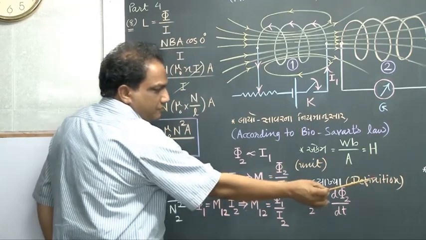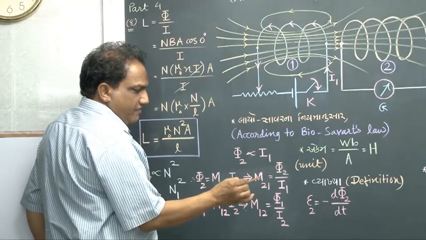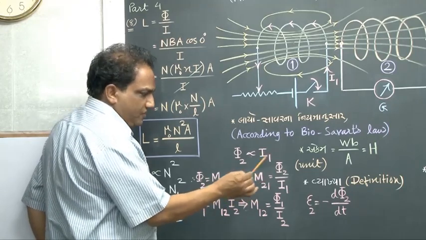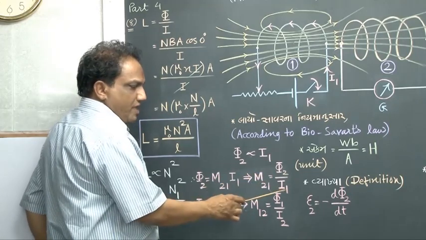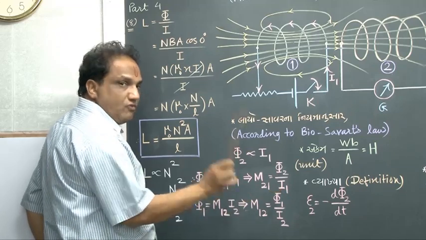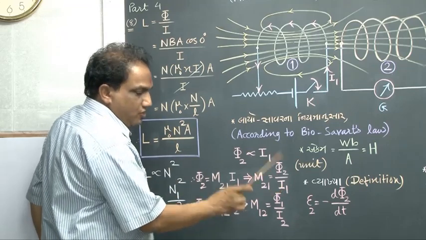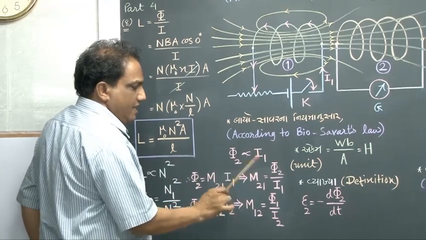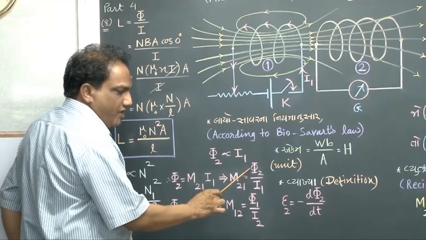What about the definition? Let us define this mutual inductance from this formula. Just to make the denominator 1 unit, take I1 equals to 1 unit, and then you will get M21 equals to phi 2.